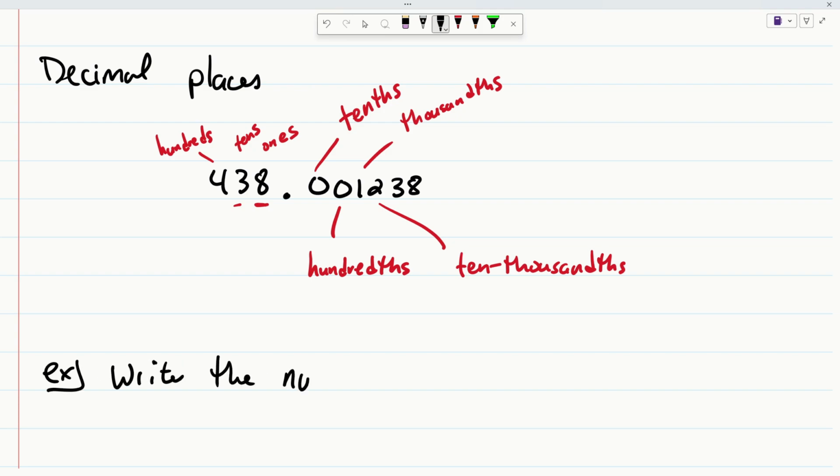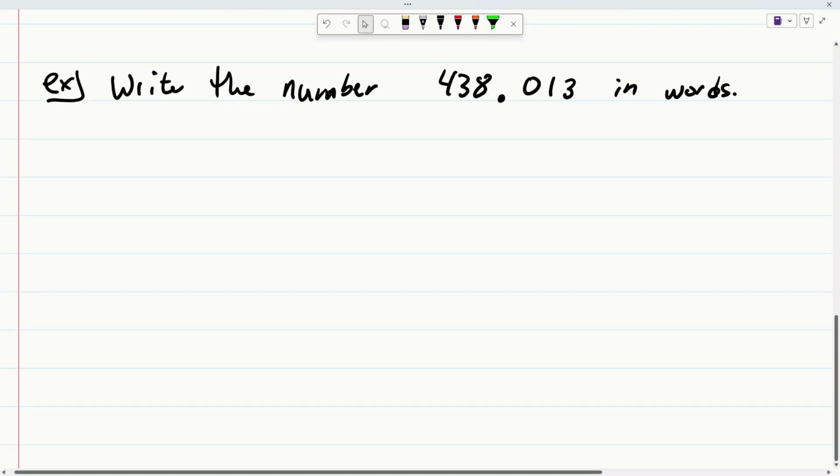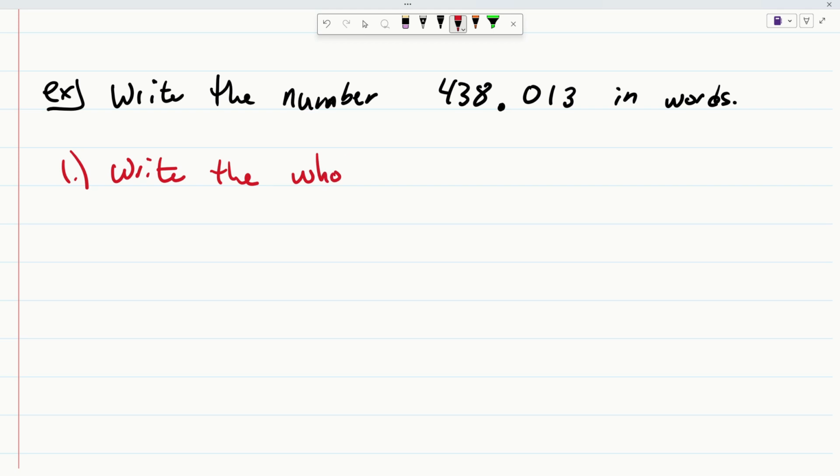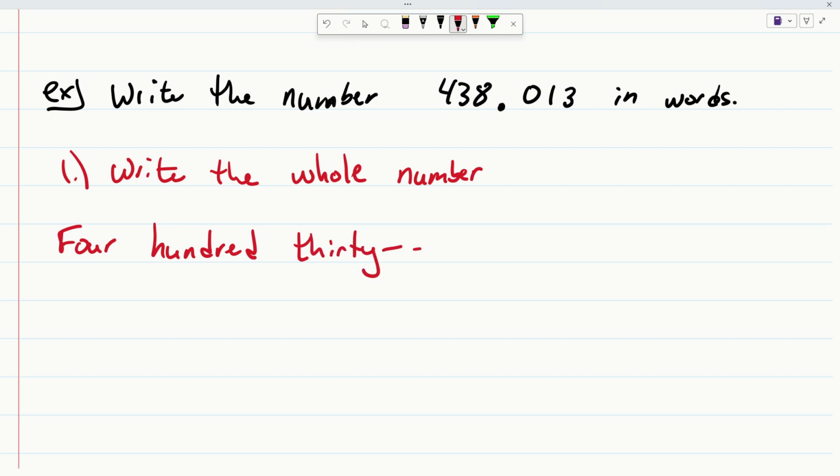So, if somebody were to ask you, let's say, we'll shorten this down a little bit, write the number 438.013 in words. Well, the first thing we would do is we always write the whole number first. So we're going to write this whole number first. So that would be 438. That would be the first part.